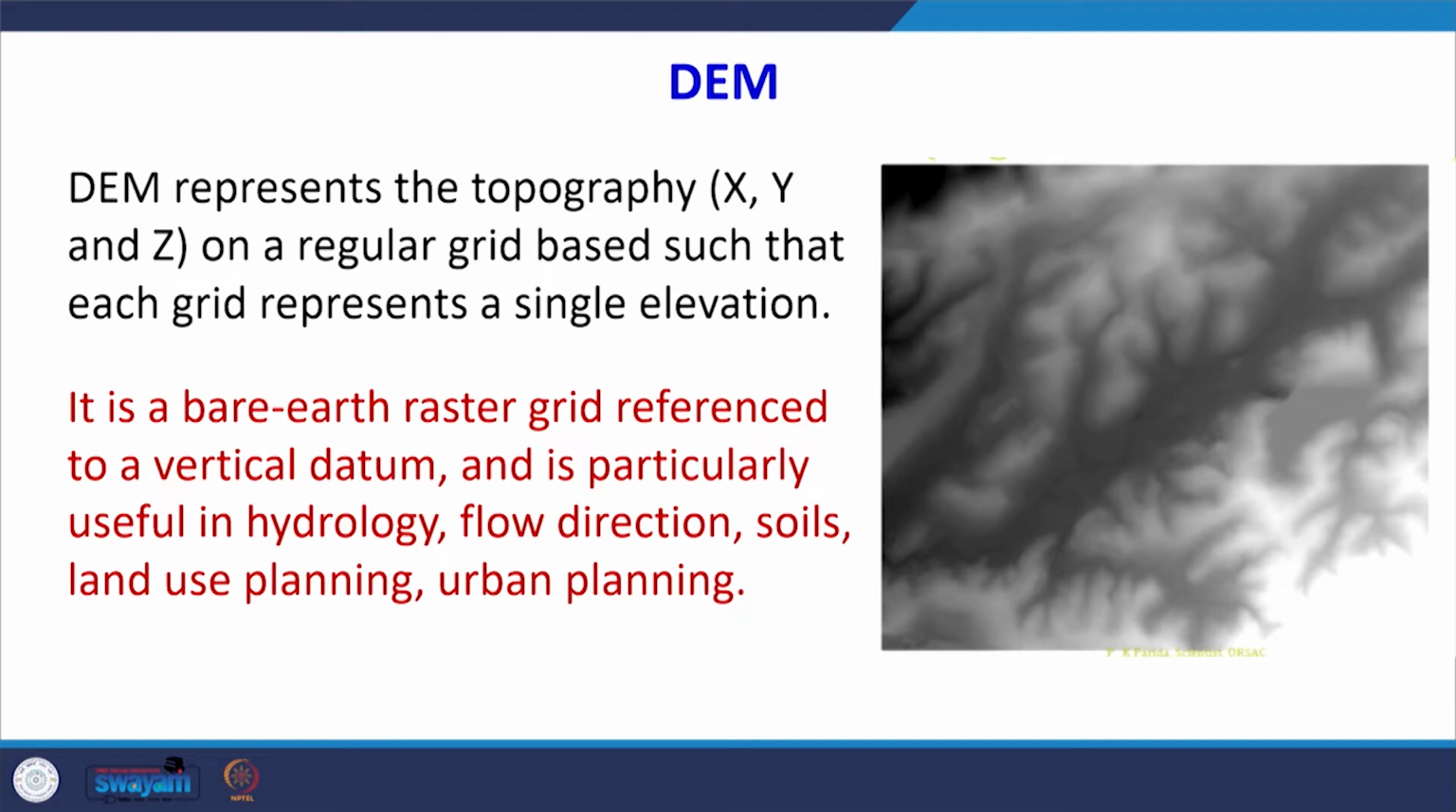So, the basic definition of the DEM: as you can see, the various gray shades present in this picture represent the topography of the ground in terms of its x, y and z coordinate system on a regular grid basis. The whole area has been divided into small grids, and each grid has x, y and z associated with it, and that z value is the elevation value of the ground.